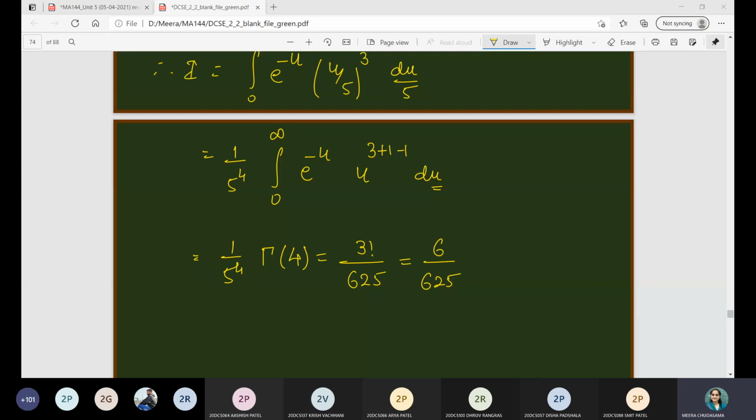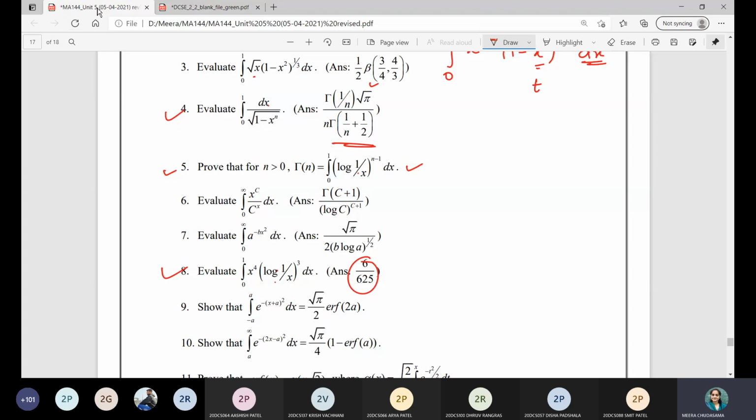Yes, ma'am. So now you can easily see log 1 upon x can be considered as t, so the dx part will convert into t, right? And in that case it will be nothing but gamma n, right? So now can I give this example, the 5th number example, as homework? Yes, ma'am. Okay, do it. If you are not getting it, let me know. I will solve it and give you the answer.